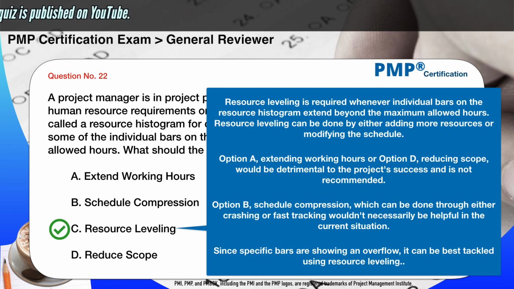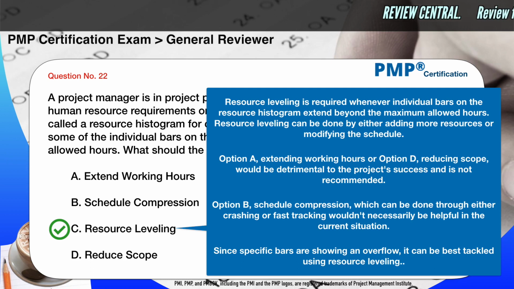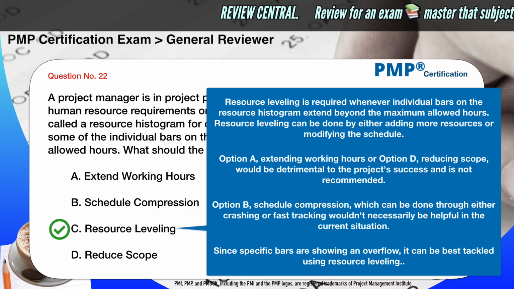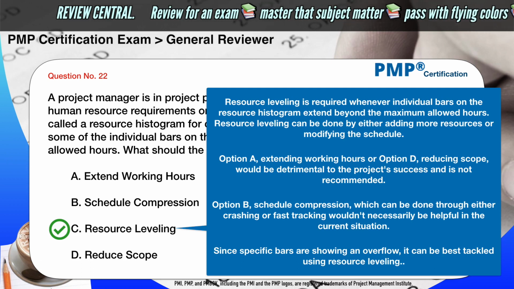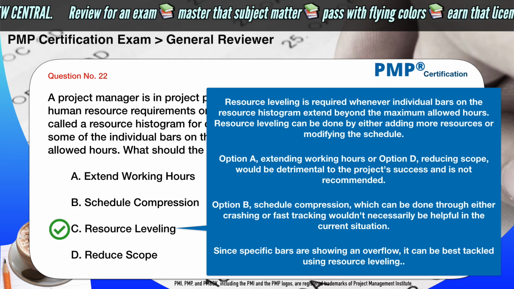Option A, extending working hours, or Option D, reducing scope, would be detrimental to the project's success and is not recommended. Option B, schedule compression, which can be done through either crashing or fast tracking, wouldn't necessarily be helpful in the current situation. Since specific bars are showing an overflow, it can be best tackled using resource leveling.